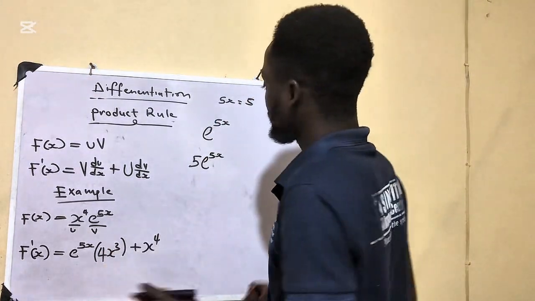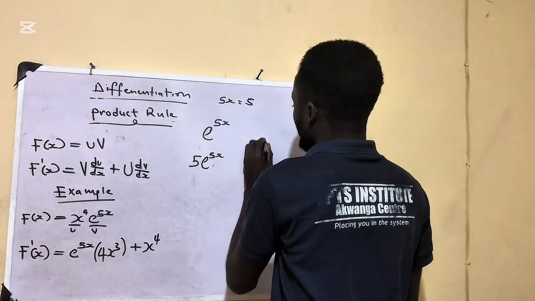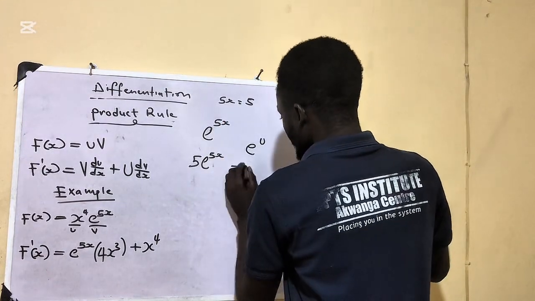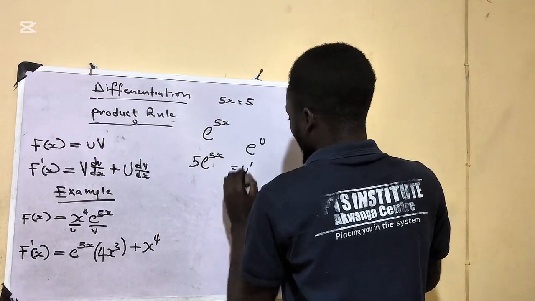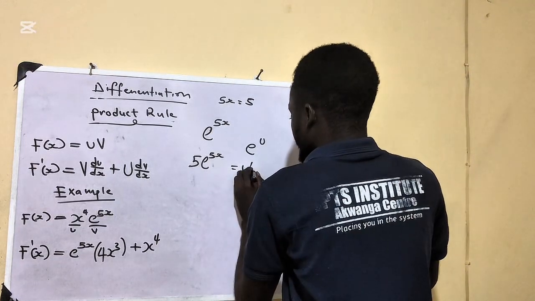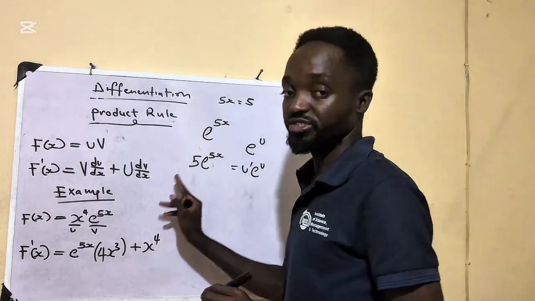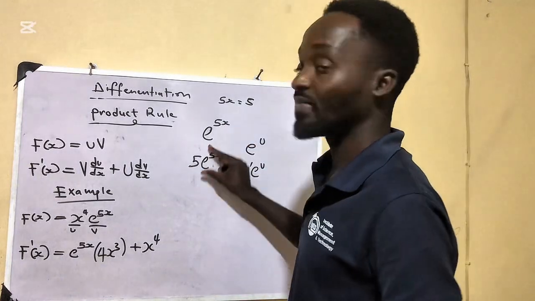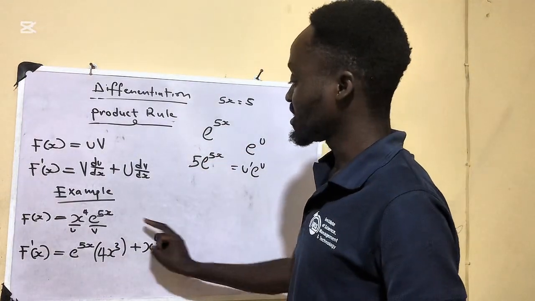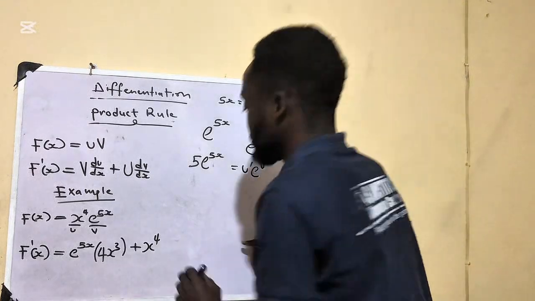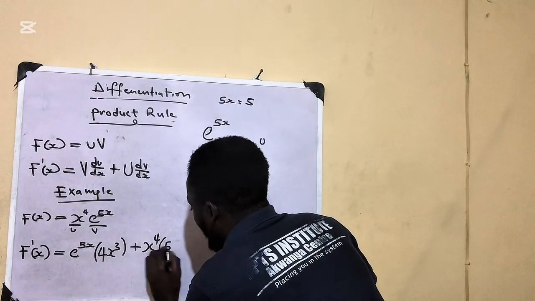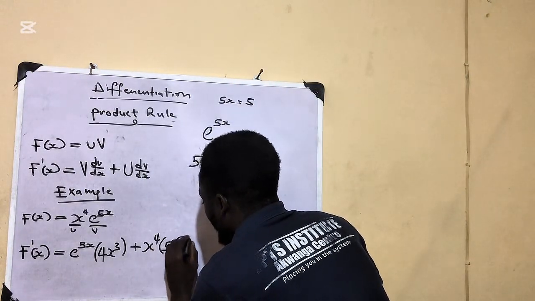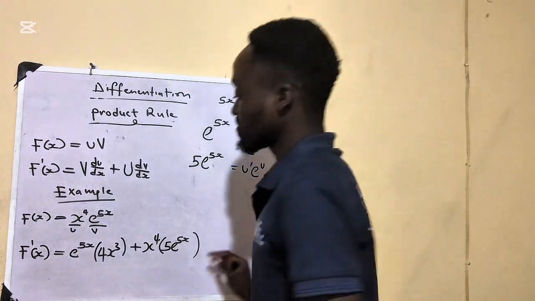Do you understand? So the rule is that if you have exponential u, if you are differentiating, you differentiate the power, which is u prime, then you write that same exponential u. So that's what we just did here. We differentiated the power. If we differentiate 5x, it's going to be 5, then you write that same power as it is. So if we differentiate exponential 5x, it is going to be 5 exponential 5x. Okay, so now we'll multiply these terms.